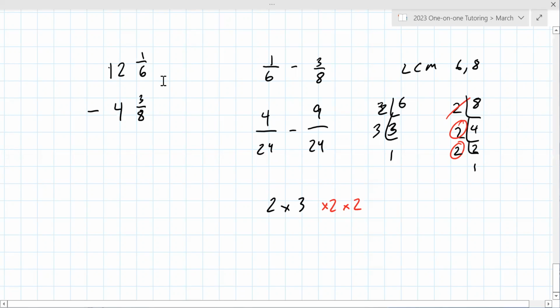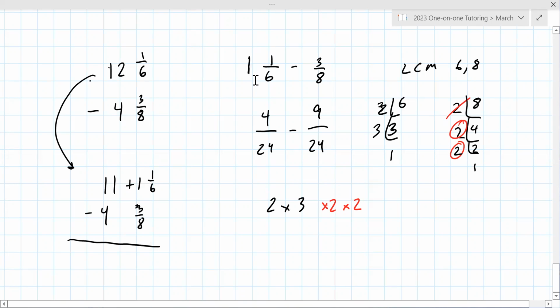And this is where you have to borrow from the 12. So you're basically borrowing 1 from this 12. So it becomes 11 plus 1 and 1/6 minus 4 and 3/8 here, like that. Okay, now this 1 we're going to pair with the 1/6 up here. Make that 1 and 1/6. So what that does is you have to add now. You're basically adding 6 over 6, but because we already have the common denominator, we'll make it 24 over 24.